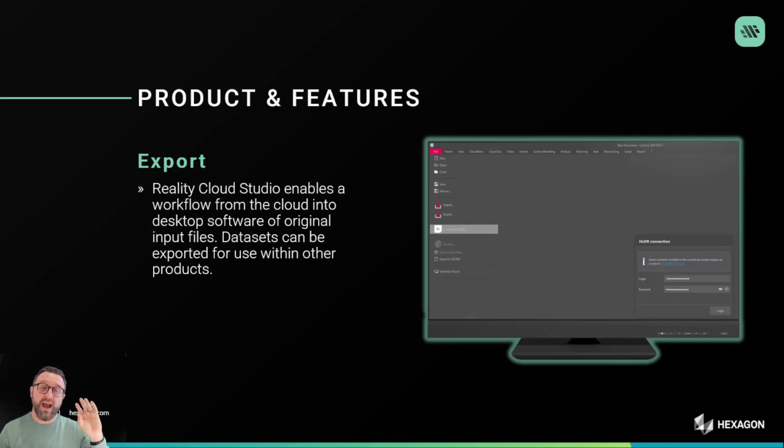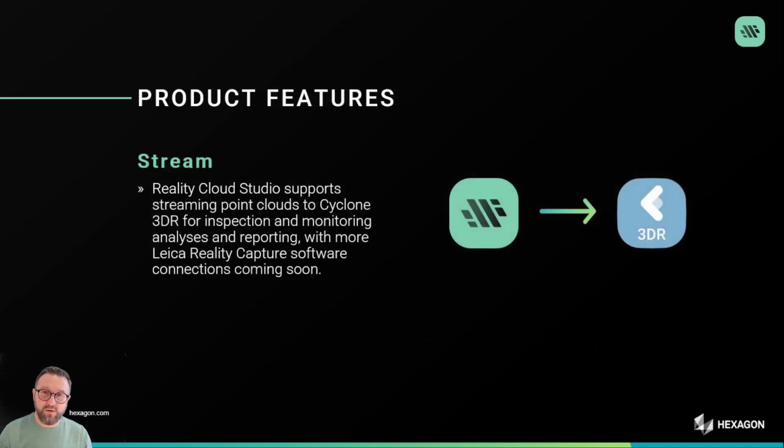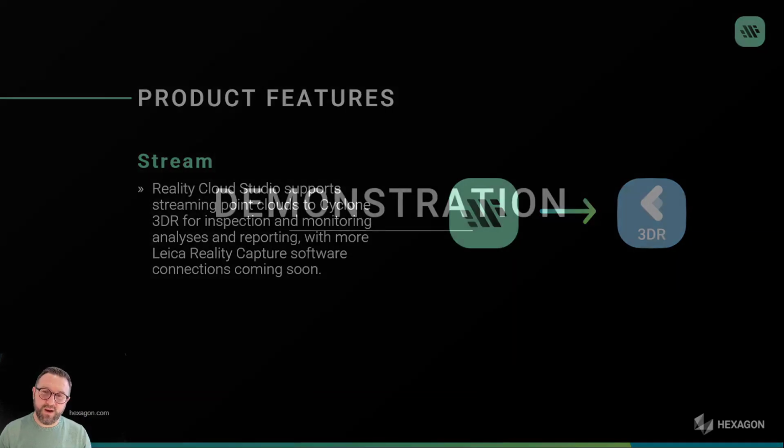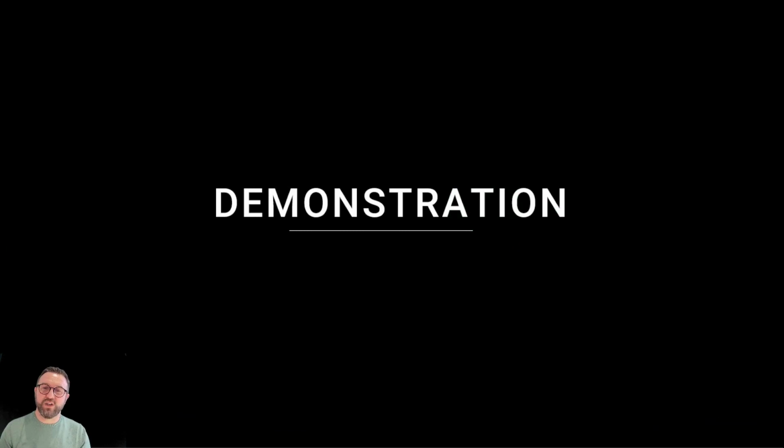But also where we have Reality Cloud Studio, we have streaming into Cyclone 3DR. Now that is really, really useful. I'm going to show now that process of connecting to Reality Cloud Studio within 3DR and how you can then perform operations on that data. And like I said, the connection to CloudWorks will come soon. So let's have a quick demonstration of connecting to Reality Cloud Studio from Cyclone 3DR.